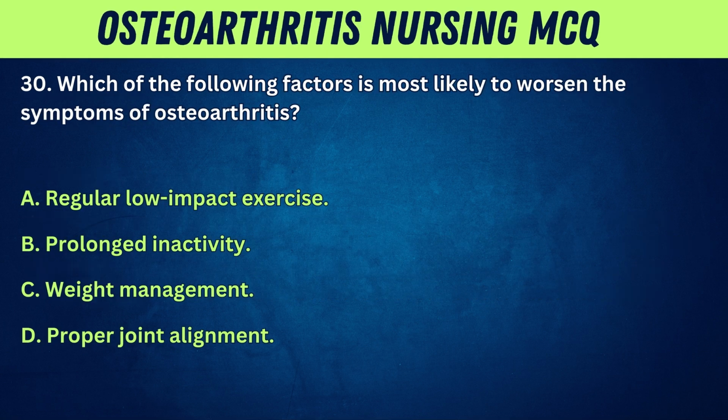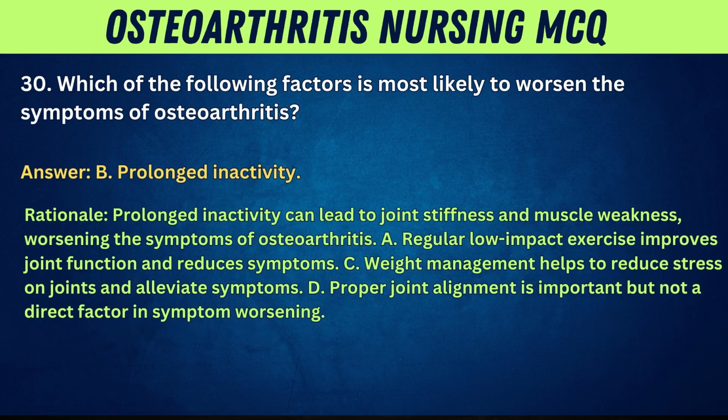30. Which of the following factors is most likely to worsen the symptoms of osteoarthritis? A. Regular low-impact exercise. B. Prolonged inactivity. C. Weight management. D. Proper joint alignment. Answer: B. Prolonged inactivity. Rationale: prolonged inactivity can lead to joint stiffness and muscle weakness, worsening the symptoms of osteoarthritis.